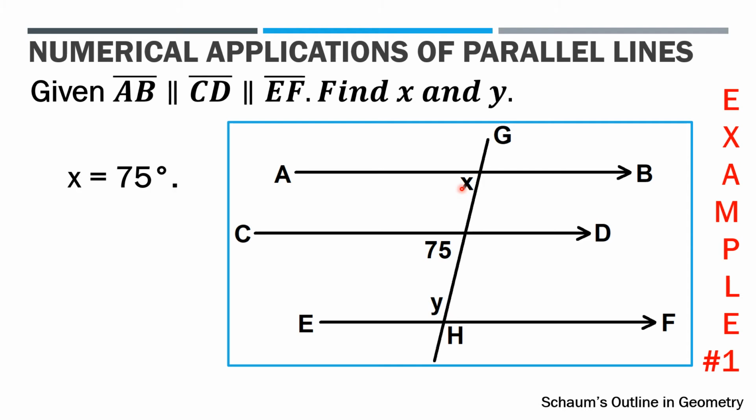To find angle y, observe that y is supplementary to 75 degrees. Thus, we subtract 75 from 180 to find y. By calculation, y measures 105 degrees.